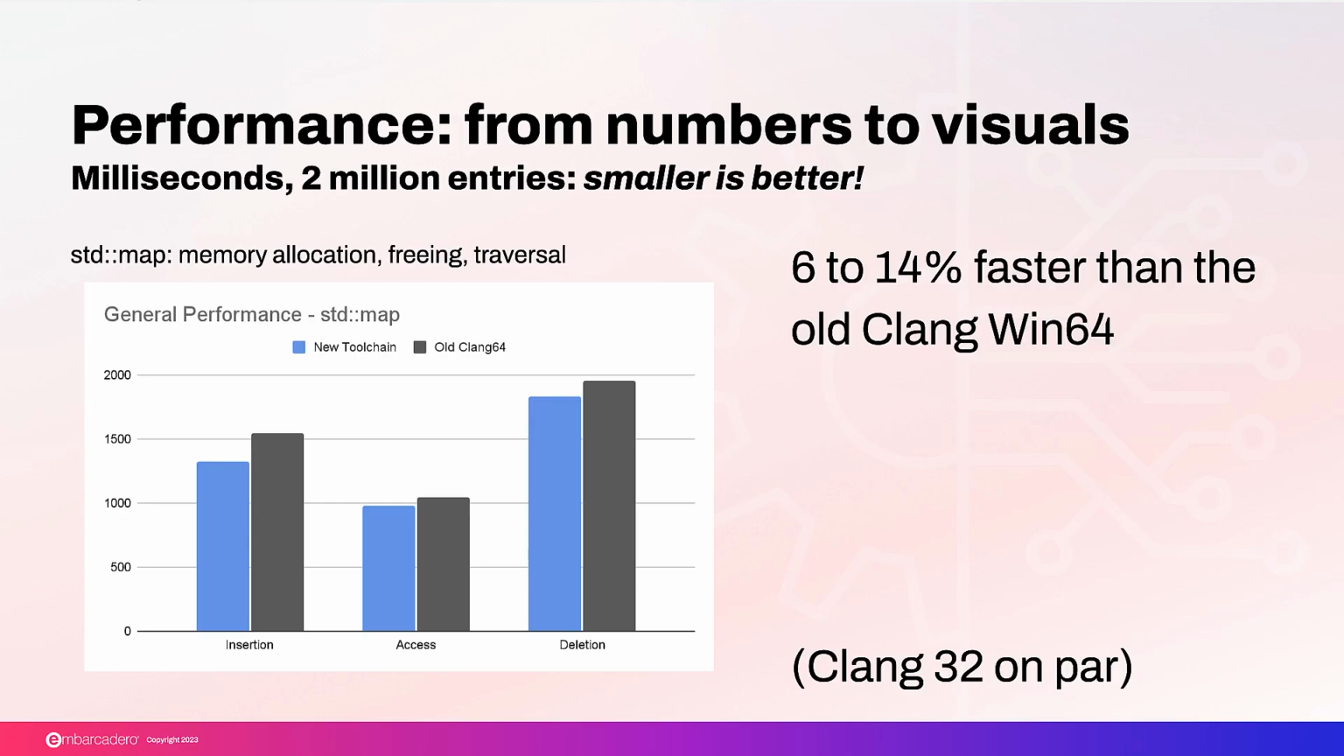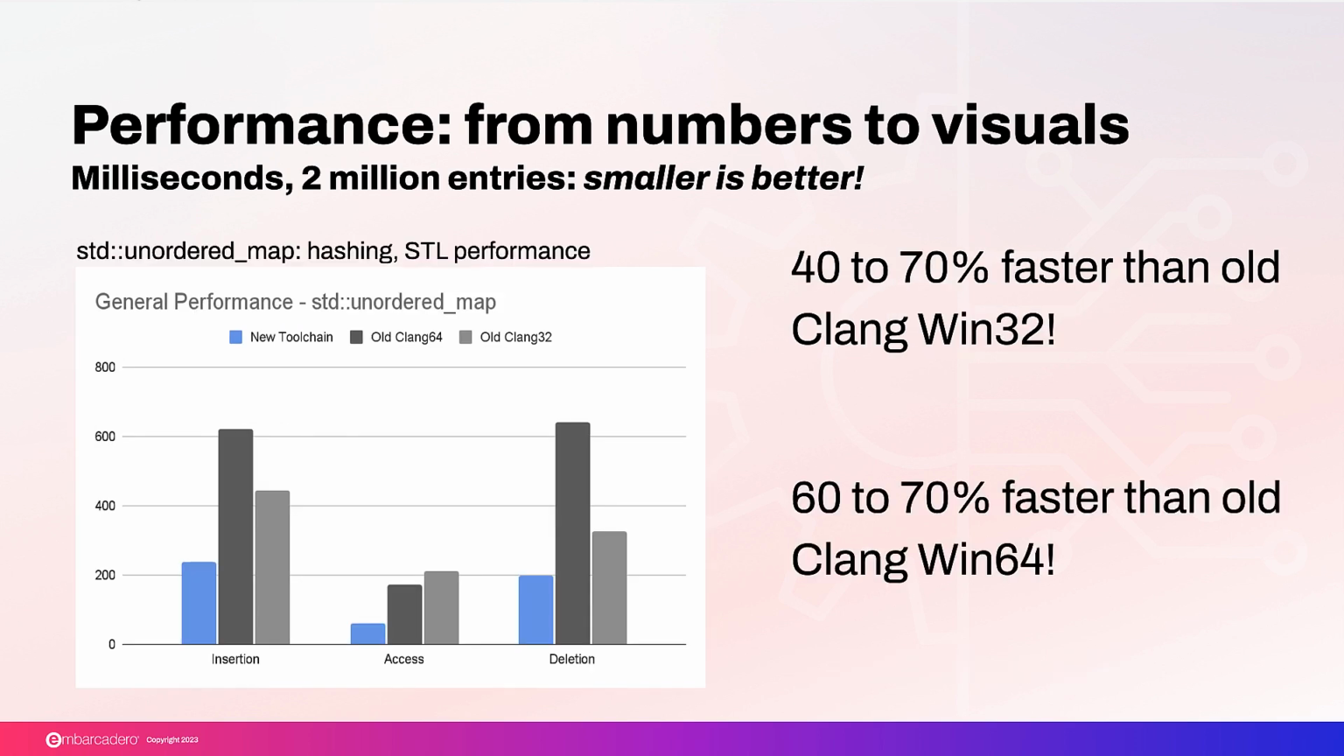Looking at this in terms of visuals, we see that using the new std map in our new STL, which roughly tests memory allocation, traversal in memory, and STL quality, the new toolchain is between 6 to 14% faster than the old Win64 toolchain. And looking at unordered map, which tests hashing, code performance, and STL quality, again, we see some massive improvements over the old toolchain, up to 70% faster. Now this is a combination of code gen and the quality of the new STL. And for those of you who've run into issues with our old STL, this should be really encouraging.